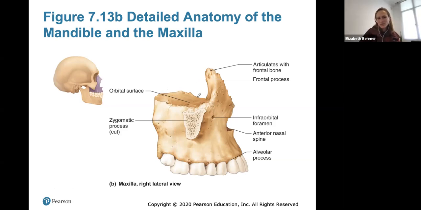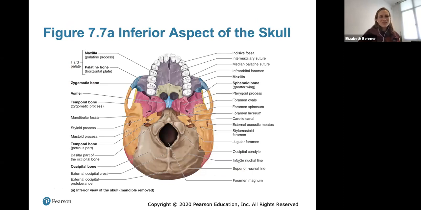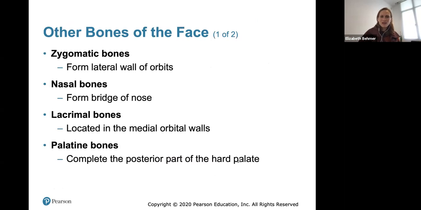Here's the orbital surface where the eye will sit within, the infraorbital foramen. Again, you have different blood vessels and nerves traveling through there. And then the alveolar processes that attach to the upper row of your teeth. So again, bringing it all together, here's an inferior aspect of the skull. Again, use this PowerPoint to study. Your lab manual is good as well.